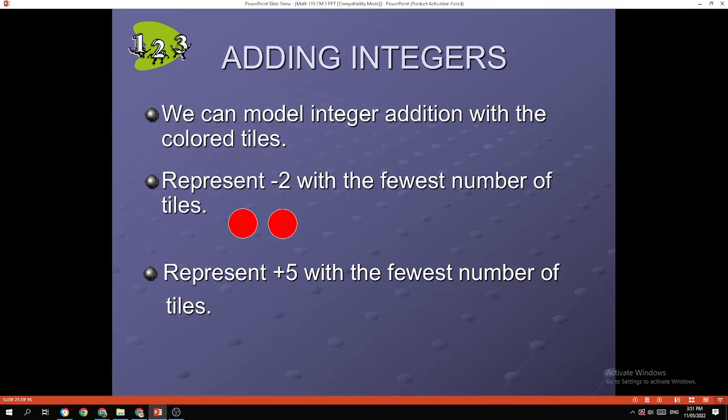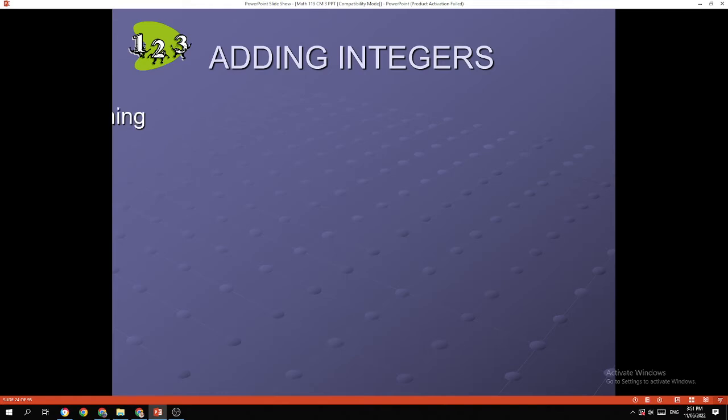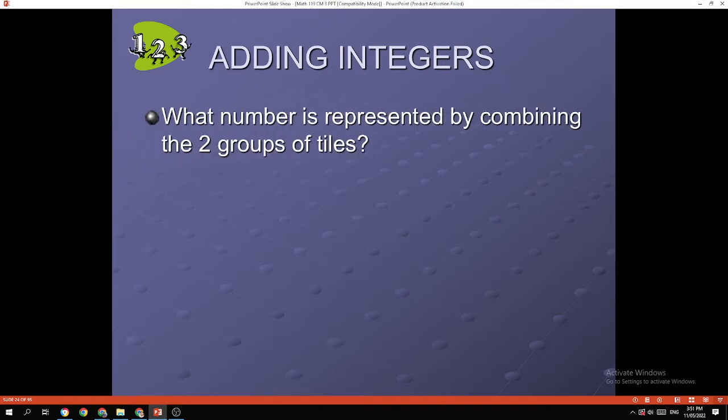Now, represent positive 5 with the fewest number of tiles. That is positive 5. So when I say negative 2, I'll be using 2 red counters for that. Positive 5, I'll be having 5 yellow counters for that. And then, let's combine them. What number is represented by combining the two groups of tiles?